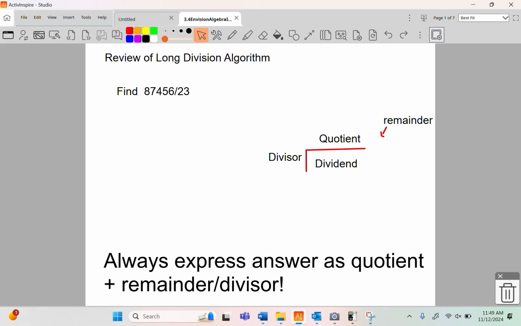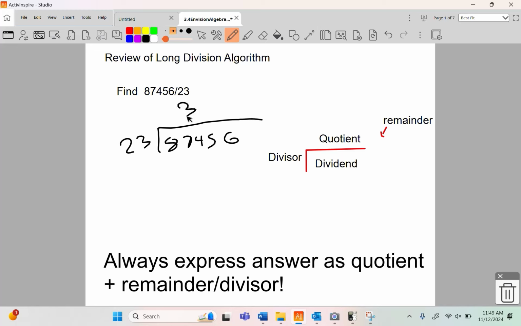What's the dividend? 87,456. What's the divisor? 23, good. First goal: how many times does 23 enter 87? 3. All right, you figured that out.